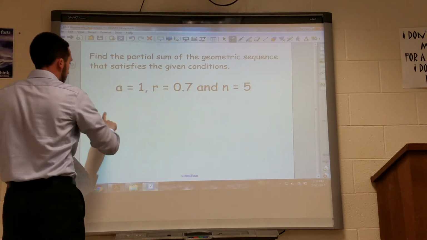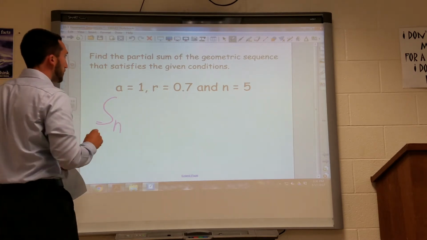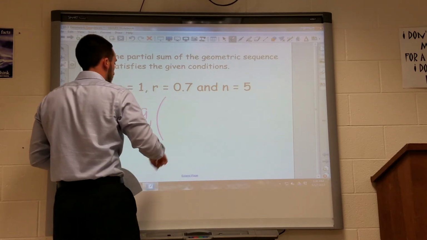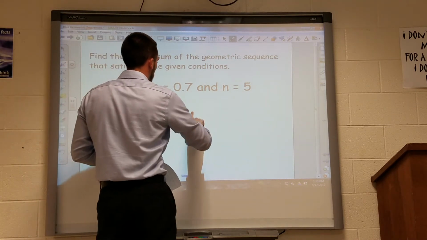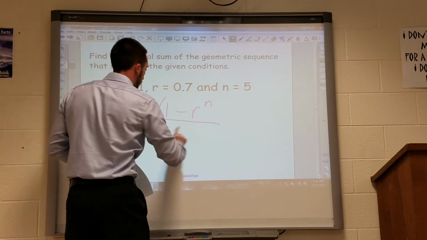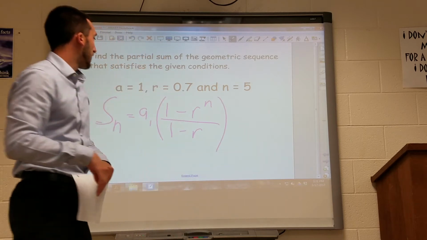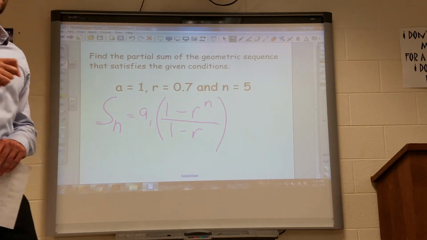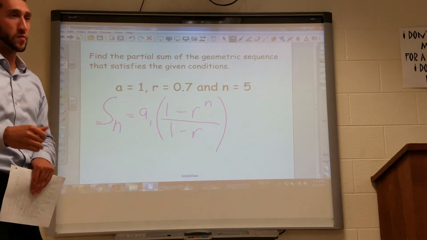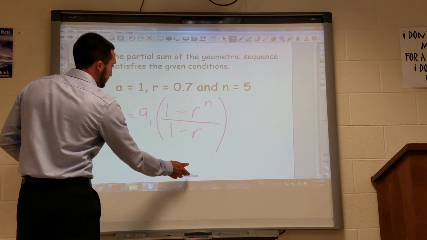So again, I'll write general terms bigger on this slide. Hopefully we can see it. So a1 times 1 minus the ratio raised to the term we're looking for, over 1 minus the ratio. I should have said ratio. And that is our partial sum for geometric sequences. This will be given to you on the final, so you don't have to memorize that either. You just have to know how to use it. Plug in what we know.